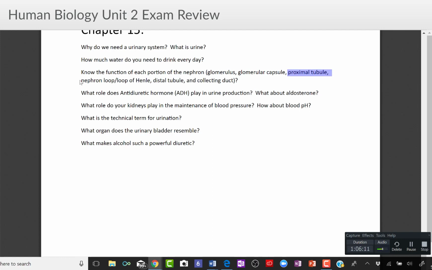The nephron loop, which is what it's called now, but I noticed the book calls it the loop of Henle, which is fine. That's what it used to be called. But the nephron loop or loop of Henle, think concentration of urine. It's going to reabsorb a bunch more water. Now, not all of it.